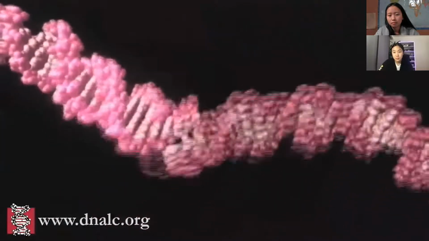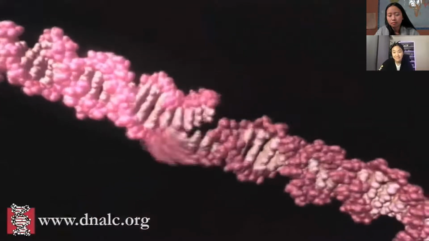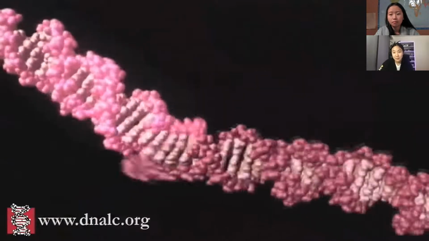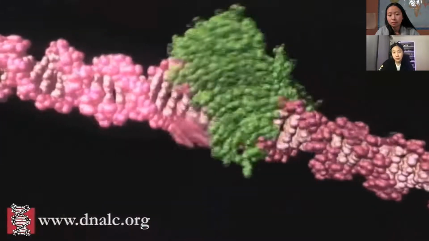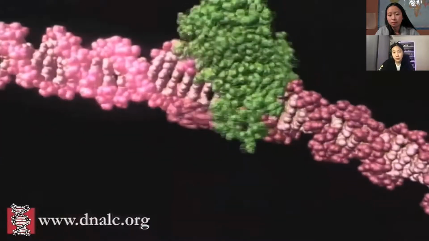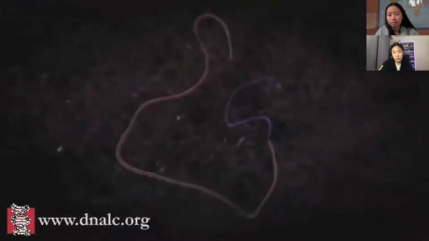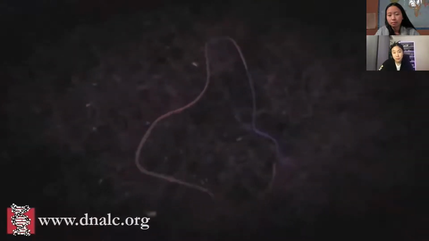When it cuts, EcoRI leaves a sticky end. This helps the new gene to attach. The joins are then stitched together by another enzyme called DNA ligase. The genetically engineered bacteria is grown in a culture medium.